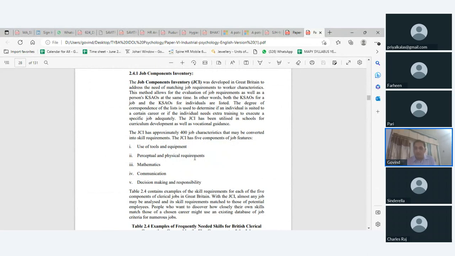Next, perceptual and physical requirements. A job may require somebody to be of a certain height, or to have specific requirements in terms of eyesight, etc. Then mathematics, that is calculation, whether you are able to calculate or not. As a psychologist, when it comes to checking your skills, whether you can calculate different statistics, whether you are able to calculate the mean value, the standard deviation, etc., which we will learn in the statistics part. Then communication, how good the person is at communication, and decision making and responsibility.